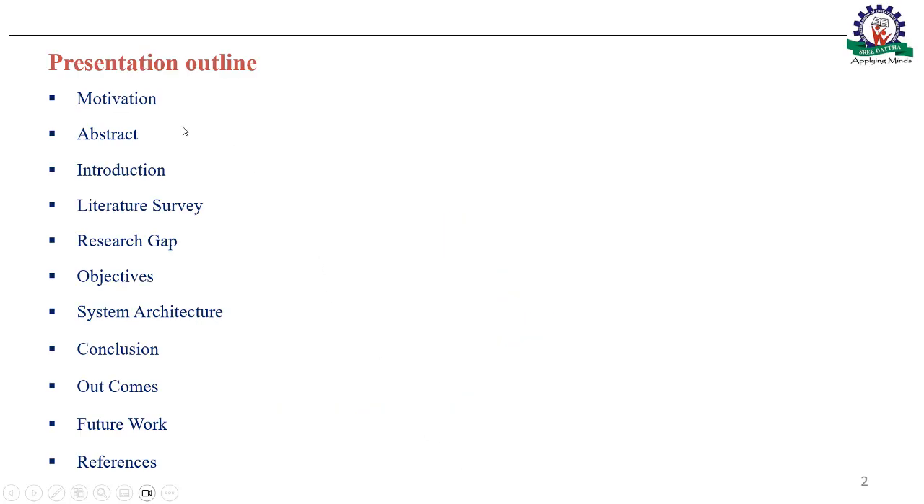This is the second slide. We can mention here the contents we are presenting in the entire presentation. You can follow a particular order: motivation, abstract, introduction, literature survey, research gap, objectives, system architecture, conclusion, outcomes, future work, references.